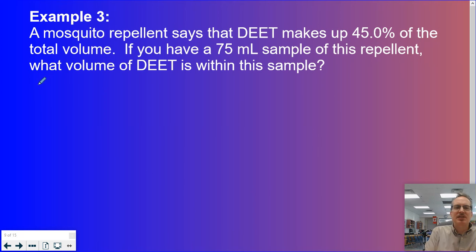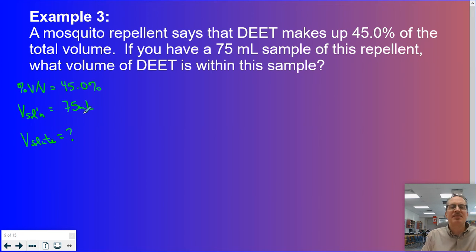So the question says I have a percent volume, but this time they gave it to me. So I'm not solving for that this time. If you have a 75 milliliter sample, I would like to know how much DEET is in that sample. That means my solution is my actual sample. So that's going to be 75 milliliters. And I am trying to find out the volume of the solute. How much DEET is in 75 milliliters?